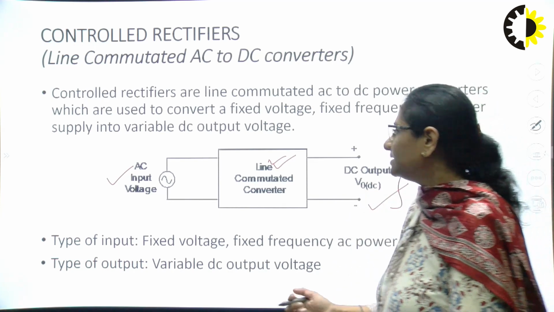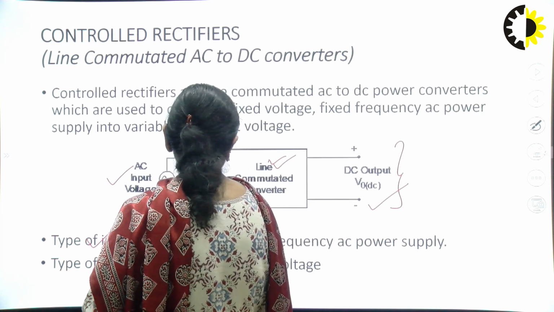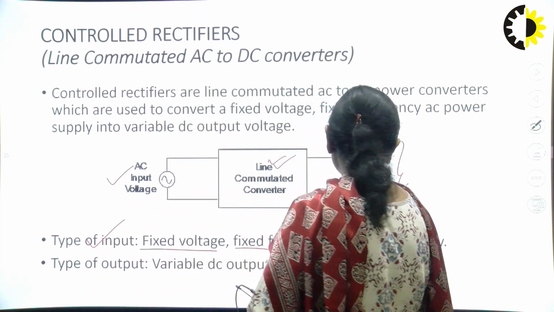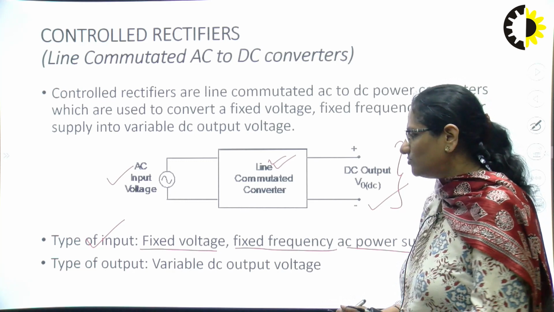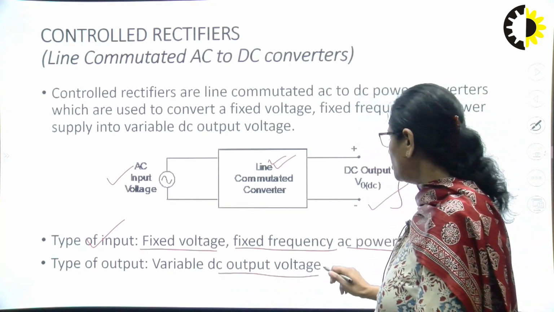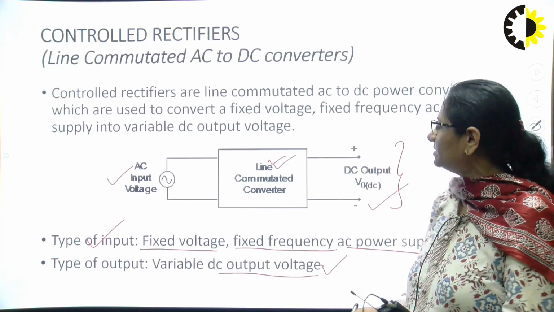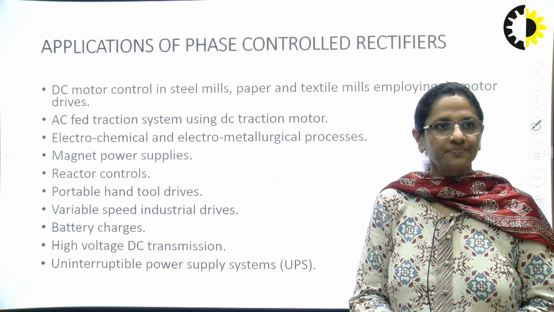So, we can define that the type of input for these kind of converters is the fixed voltage, fixed frequency AC power supply, and the type of output that we are going to obtain is the variable DC output voltage of the converter, available across these two output terminals.